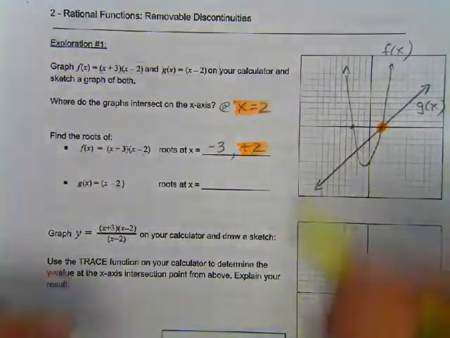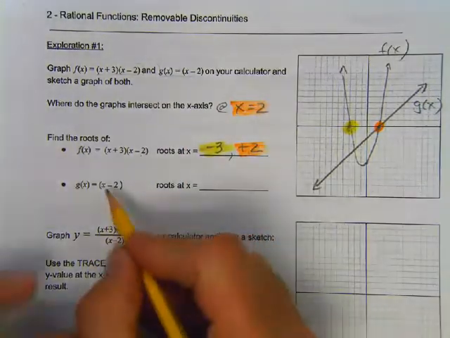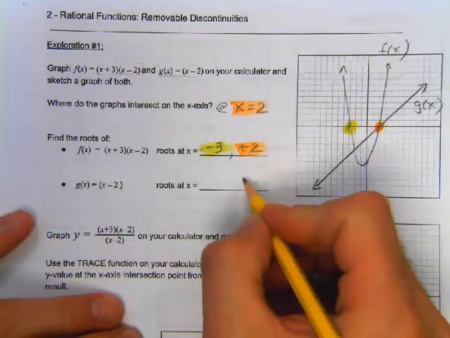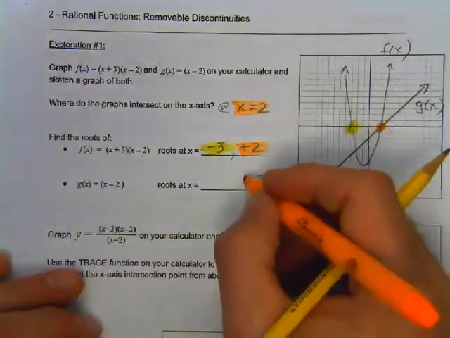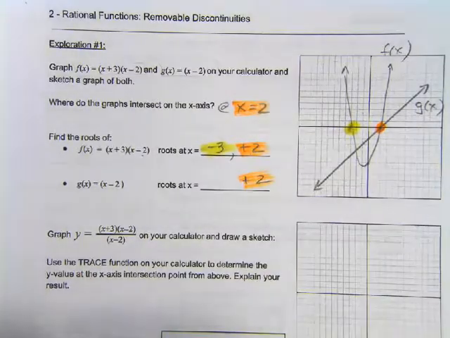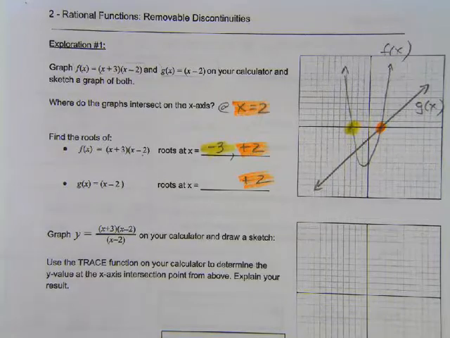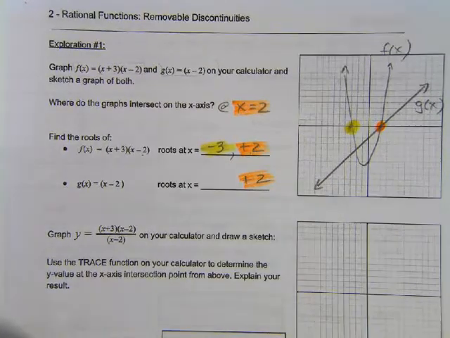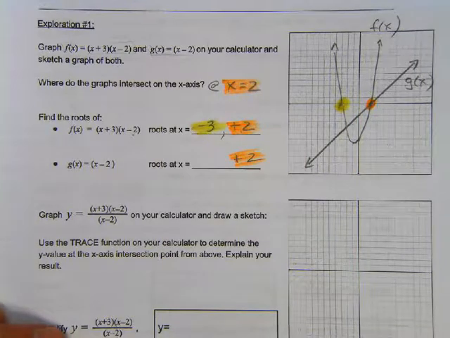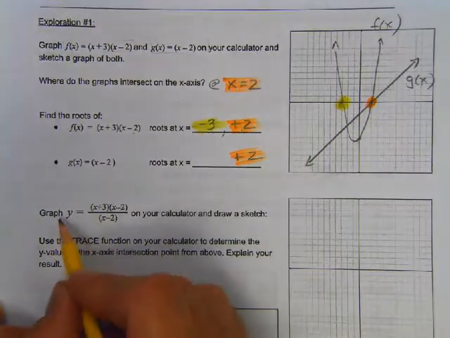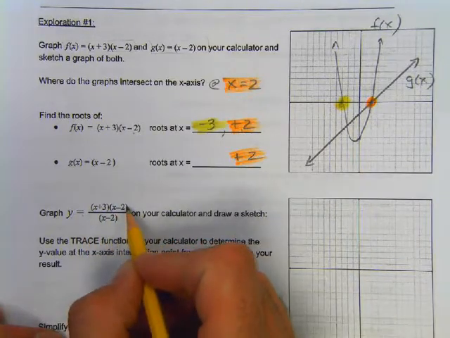So that's that one. And that's that one. And then for g of x, the root is at positive 2. Okay. So far, yes. Okay, well, let's go to the next step.